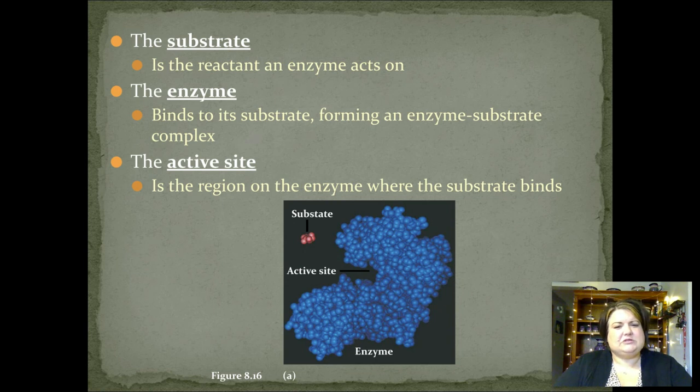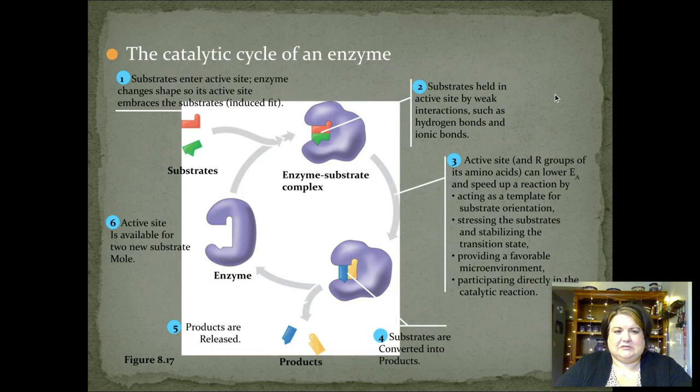So the substrate is what we call the reactant. That's like the biochemistry way of saying reactant. The enzyme is the catalyst. The substrate binds to the enzyme. So there's this lock-and-key kind of thing where only certain substrates go with certain enzymes and vice versa. And then the active site is where that substrate binds. And so the shape of the active site is very important. The substrate has to be able to fit into the active site, and the shapes must be correct for the enzyme to do its job and catalyze the reaction.